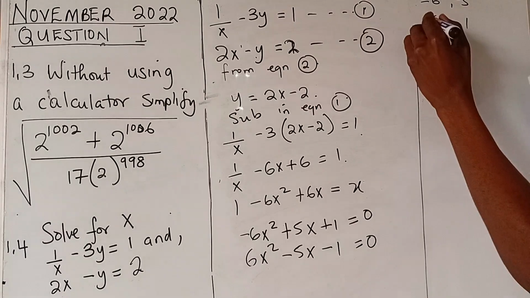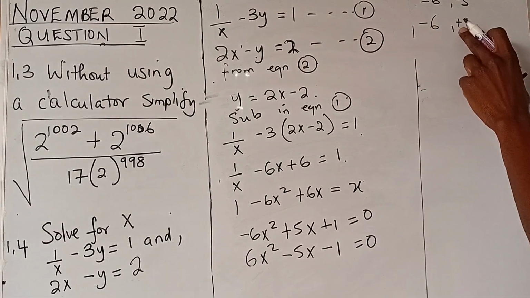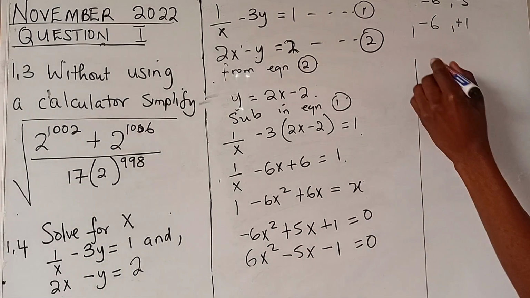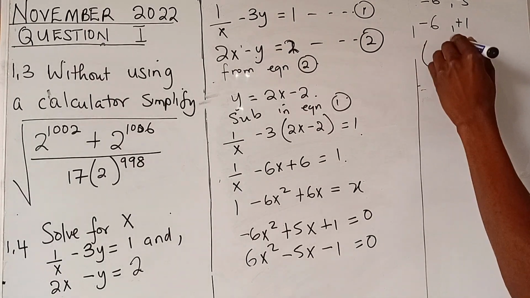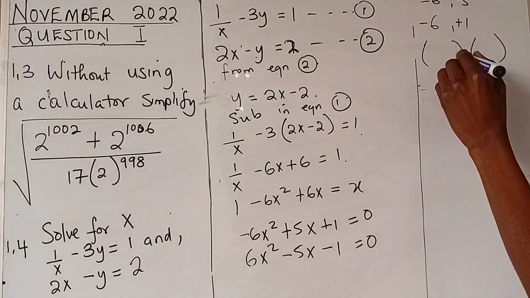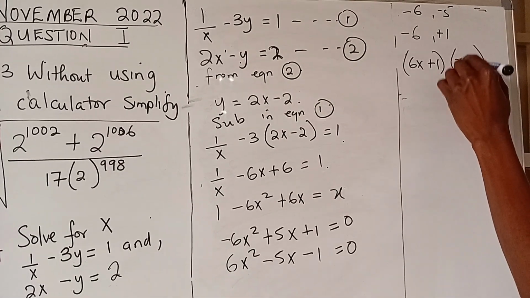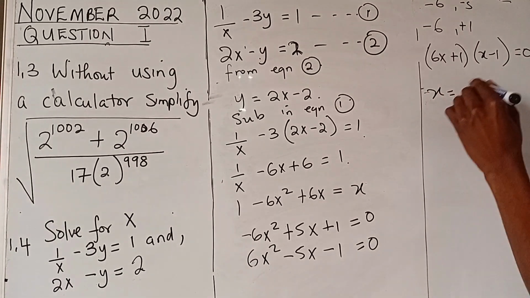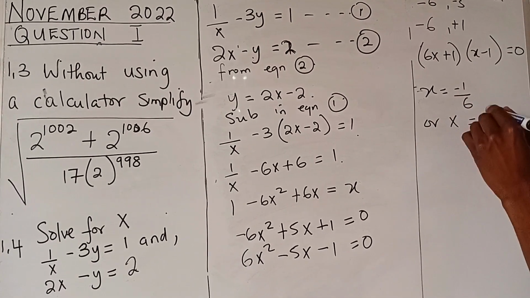So I think this should be a minus and this should be a positive. Minus 6 times 1 is minus 6. Minus 6 plus 1 is minus 5. Yeah, that's correct. So we are going to have our factors as minus 6 and 1, which will give us a bracket like 6x plus 1, then x minus 1 is equal to 0. So it means x is equal to minus 1 over 6, or x is equal to 1.